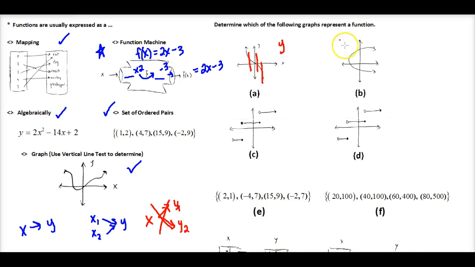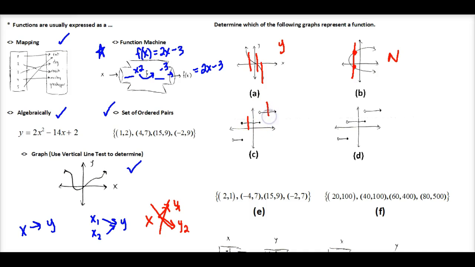If we look for B, if we draw a vertical line through here, we see that the vertical line is intersecting the function at 2 places. So therefore, this is not a function. So this is again like our one x value trying to match up with two y values. In particular, whatever x value is here is trying to match up with the positive y here, negative y down there.